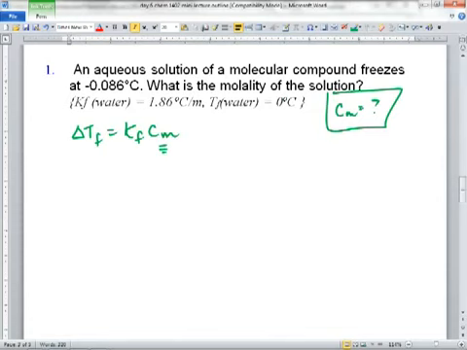That delta TF or the KF? Yeah, what is it? 1.86. All right? They gave us the KF. We're looking for that little CM. That means they had to give us the delta TF, Lewis. Had to give it to us.